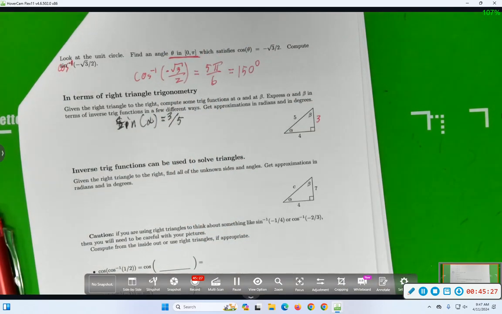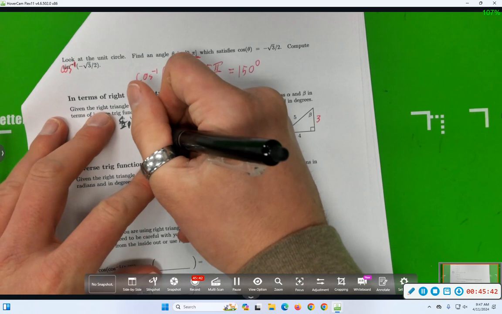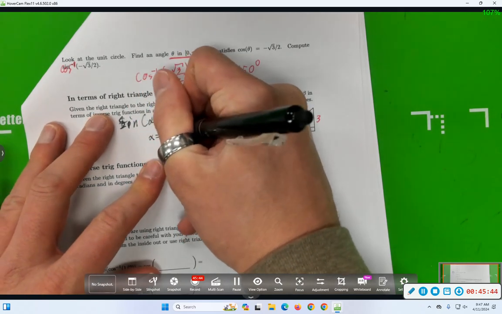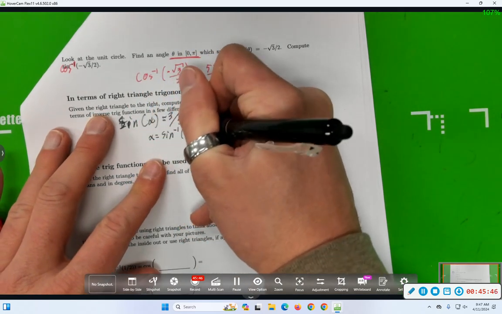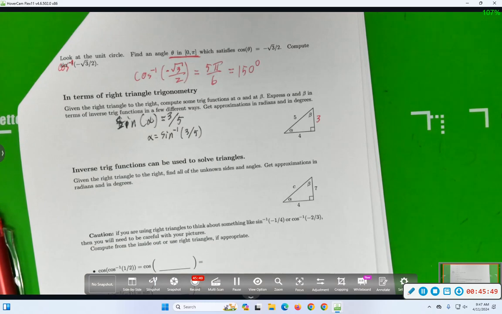Alpha is an angle that is in between negative pi over 2 and pi over 2. In fact, it's between 0 and pi over 2. And its sine is 3/5. This alpha is an inverse trig function angle, so I can just write down what that angle is. It's the inverse sine of 3/5.